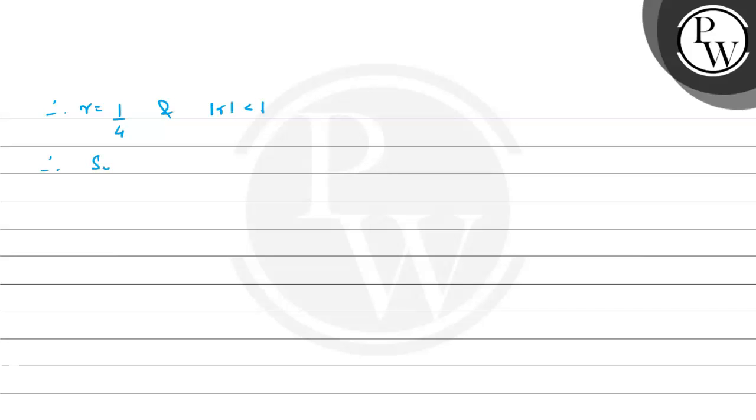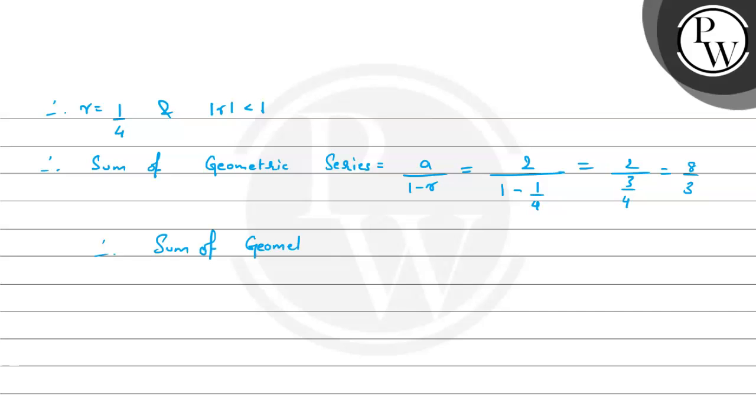So therefore the sum of the given geometric series is equal to a divided by 1 minus r. Value of a is 2, value of r is 1 by 4. So therefore simplifying, we have 2 divided by 4 minus 1, that is 3 by 4, and that evaluates to 8 divided by 3. So therefore the sum of the geometric series is equal to 8 divided by 3.